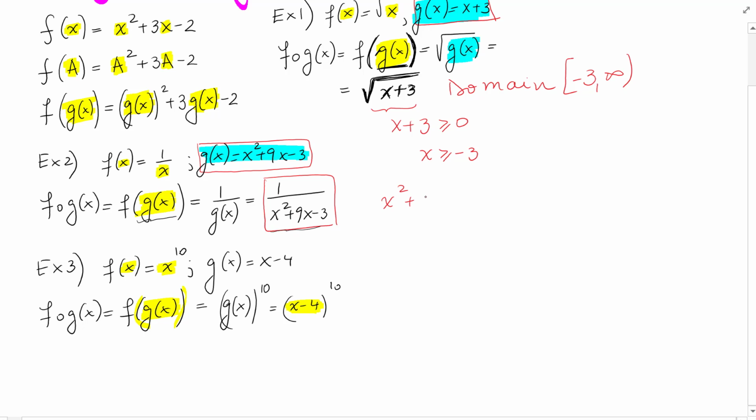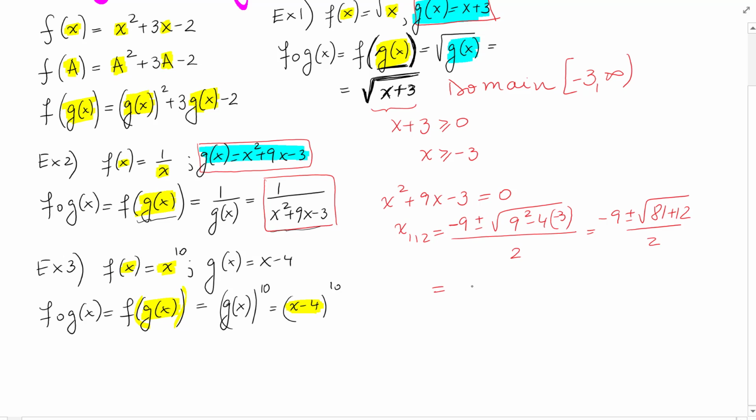So x squared plus 9x minus 3, if we set it equal to 0, we are going to find out the values for which this expression is undefined. So this one, we can try to factor it, or we can try to use the quadratic formula, which is negative b plus minus square root of b squared minus 4ac over 2. So it's negative 9 plus minus square root of 81 plus 12 over 2. Negative 9 plus minus square root of 93 over 2.